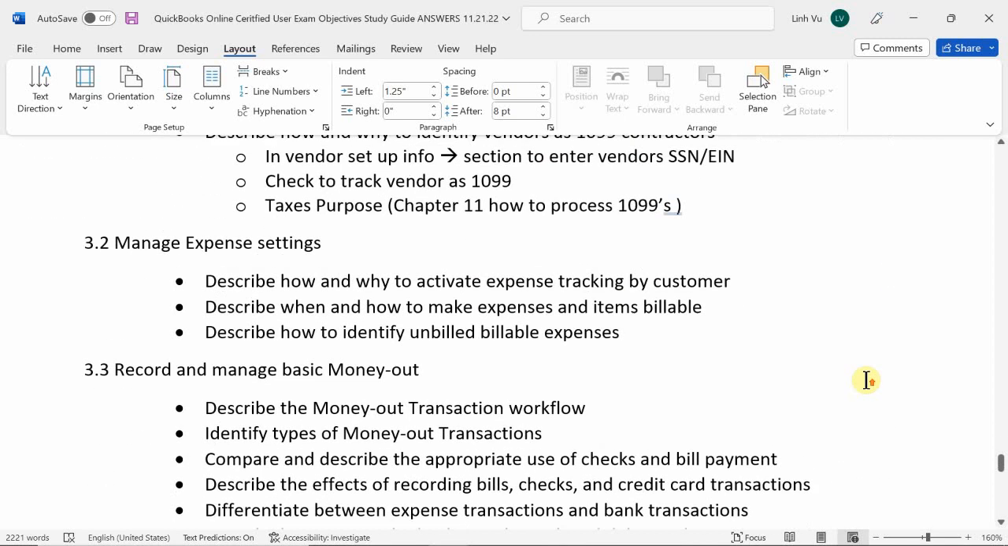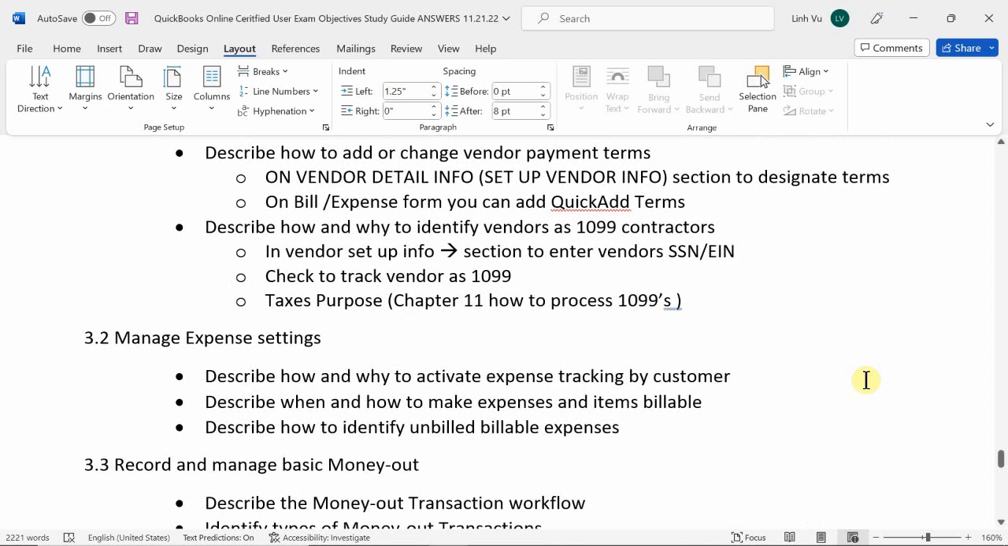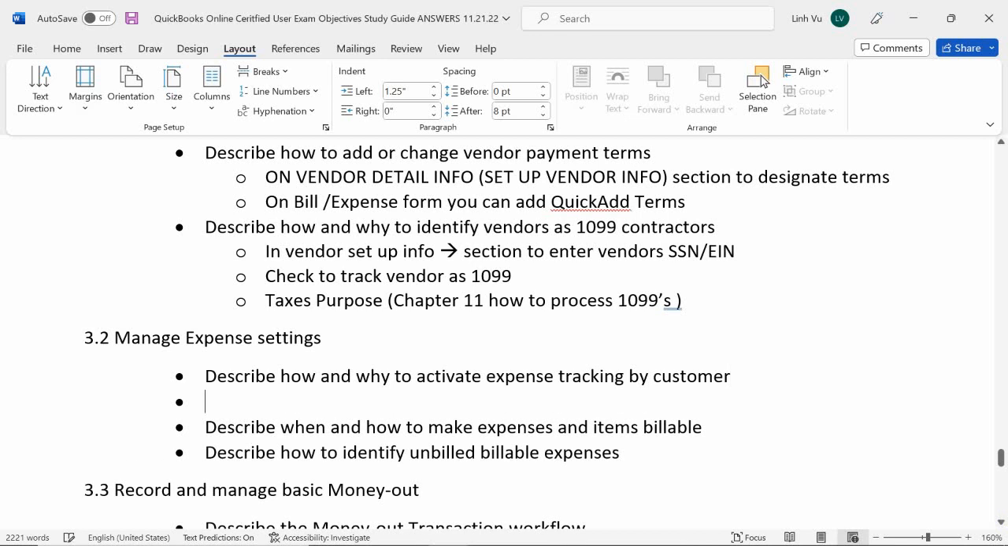So let's go ahead and describe why to activate expense tracking by customer. What's so important about this one? This one is going to be looking at billable expenses. Where do we see this? Chapter 9, billable expenses, which is also known as job costing.